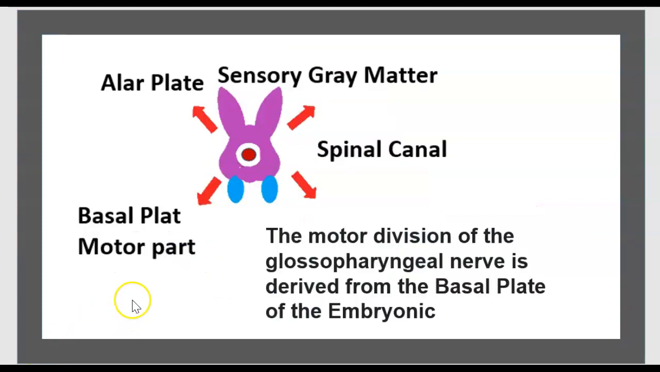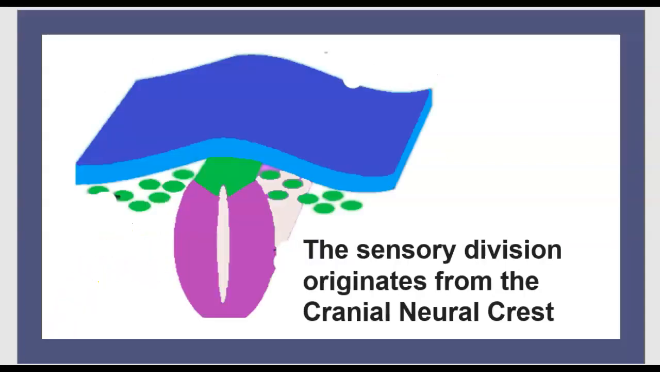From the embryonic aspect, the motor division of the glossopharyngeal nerve is derived from the basal plate of the embryo. Here's the basal plate, the alar plate, and here the basal plate, and the motor division. On the other hand, the sensory division originates from the cranial neural crest.